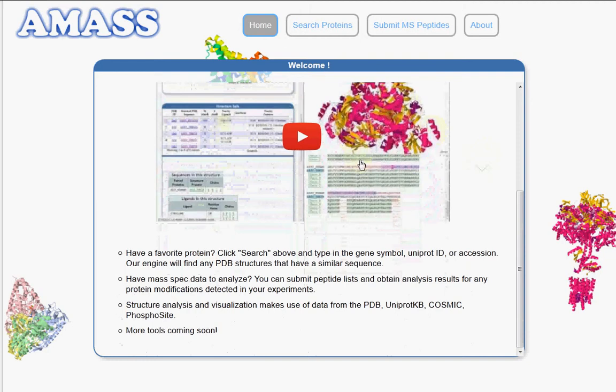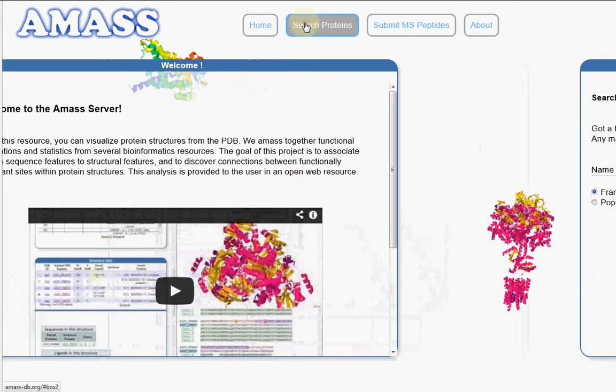And I unify these protein structures with sequence-level annotation databases such as the UniProt Knowledge Base, the cancer mutation database known as COSMIC, or the Catalogue of Somatic Mutations in Cancer, and the PhosphoSitePlus database of post-translational modifications to proteins determined from mass spectrometry datasets. So let me show you what this thing can do.